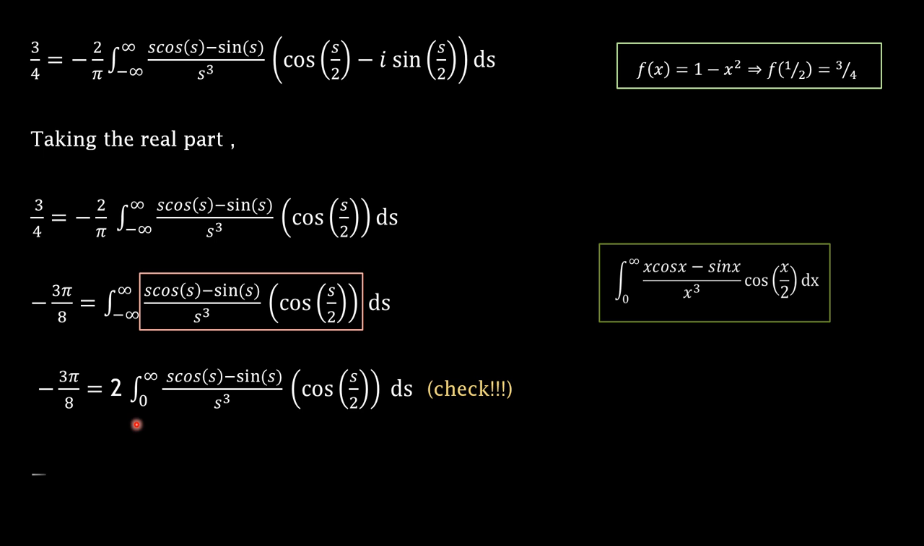Just rearranging the terms, the value of the integral of (s cos s minus sin s) by s cube into cos of s by 2, with s varying from 0 to infinity, is minus 3 pi by 16. So what is the value of this integral, students, then? The value of this integral is minus 3 pi by 16. That completes the problem.